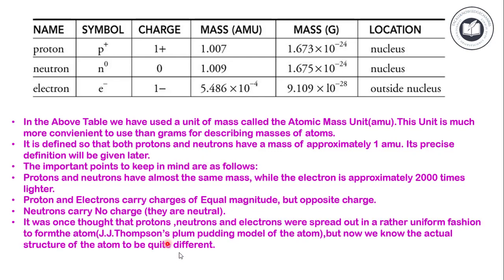It was once thought that protons and electrons were spread out in a rather uniform fashion to form the atom. This was J.J. Thomson's plum pudding model of the atom, but now we know the actual structure of the atom to be quite different. So that's all for today's class, friends.